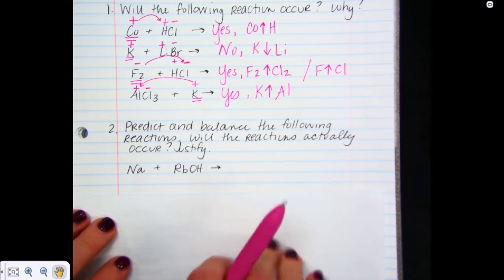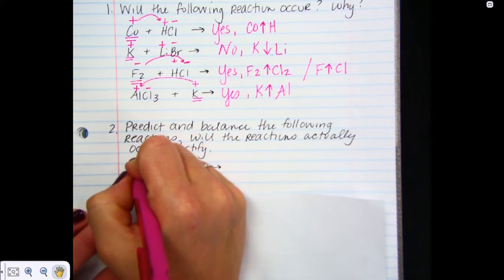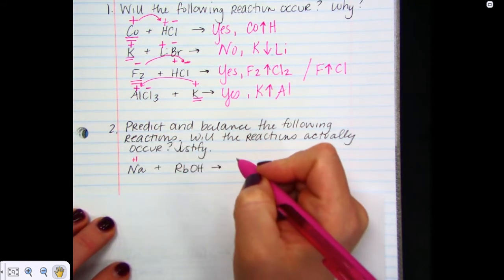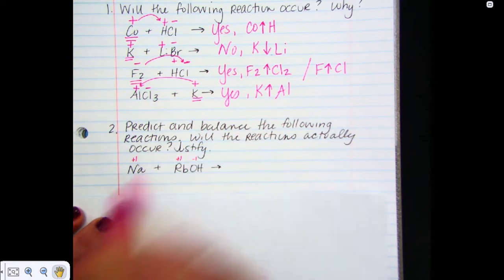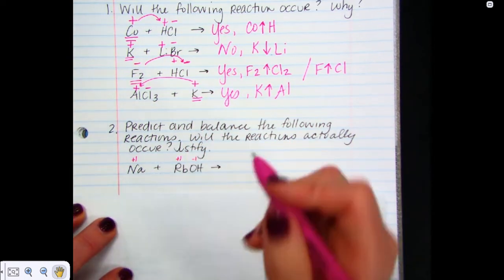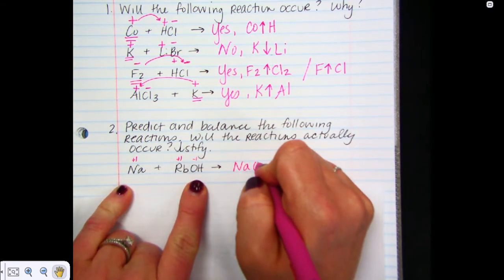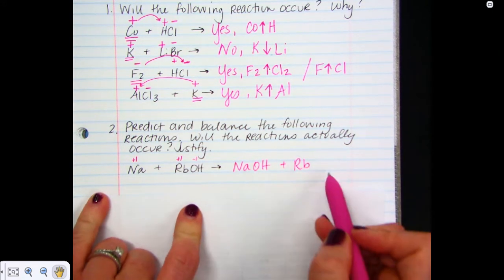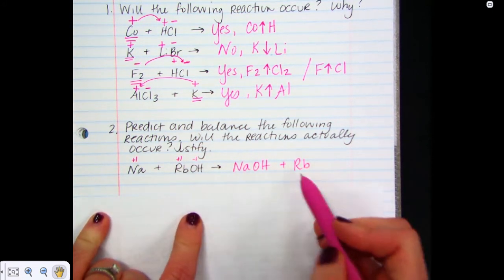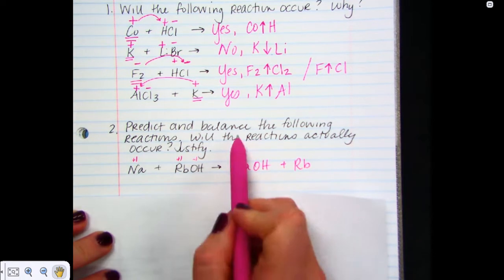So just like we did in our predicting products section, we're going to look at our charges. So Na is +1. Rb is also +1. OH is -1. This one's easy because they all have the same charges. Na is going to pair with OH. And then Rb is going to be by itself. And I don't need any coefficients because I didn't add any subscripts, everything is still 1. So that was the first part. That was the predict and balance.